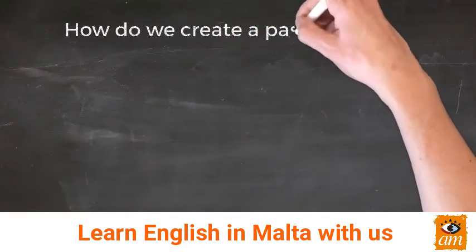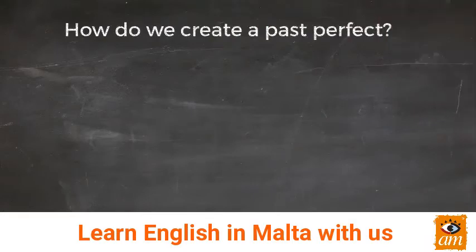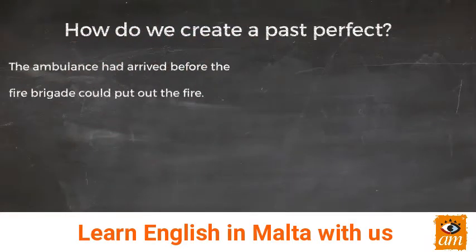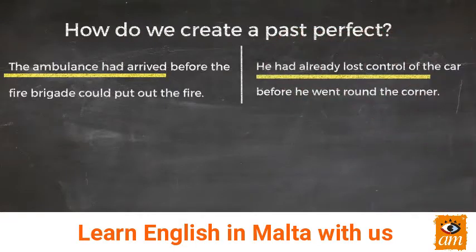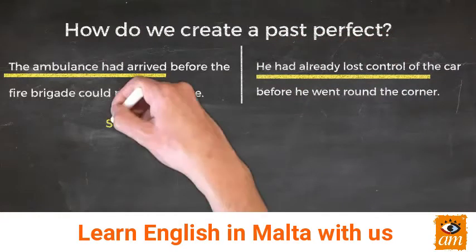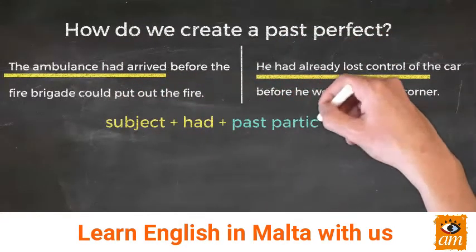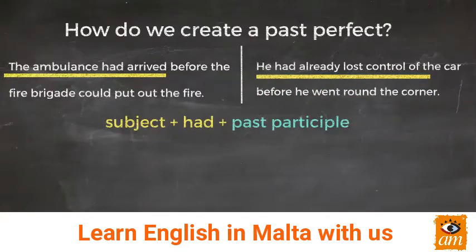But how do we create a past perfect? So here are 2 past perfect sentences that we've just looked at. The ambulance had arrived. He had already lost control. We have subject plus had plus past participle.